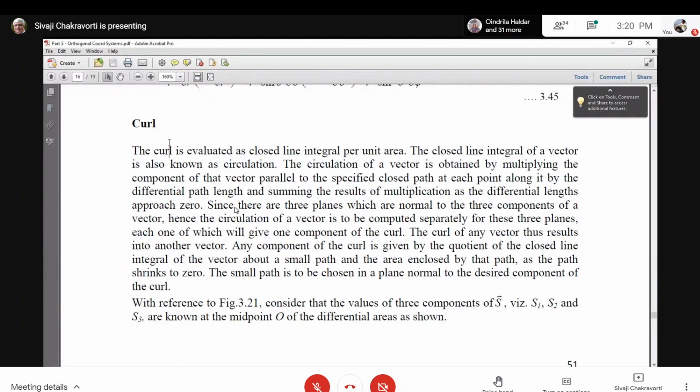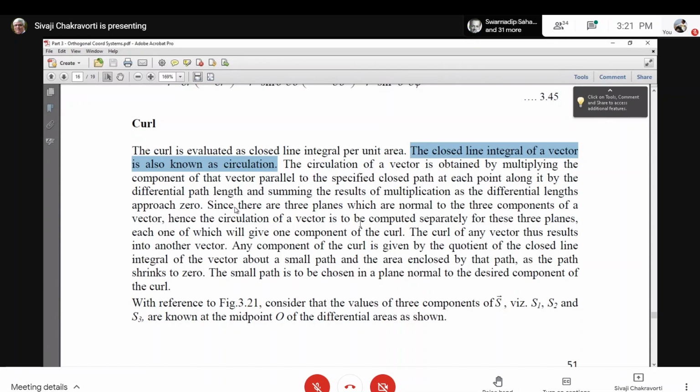Now how do we do it? What is the curl? First, the definition. The curl is evaluated as the closed line integral per unit area. So just compare it with the divergence definition. What is divergence? It is the net flux per unit volume. Here it is the closed line integral of a vector. That means you integrate a vector in a line integral per unit area. And in some books, the closed line integral is also known as the circulation of a vector. It is just a name.